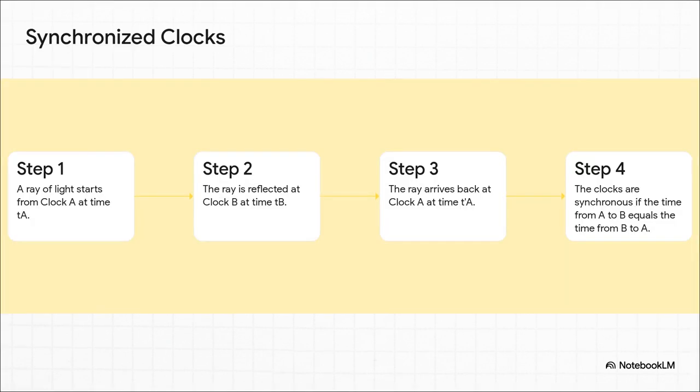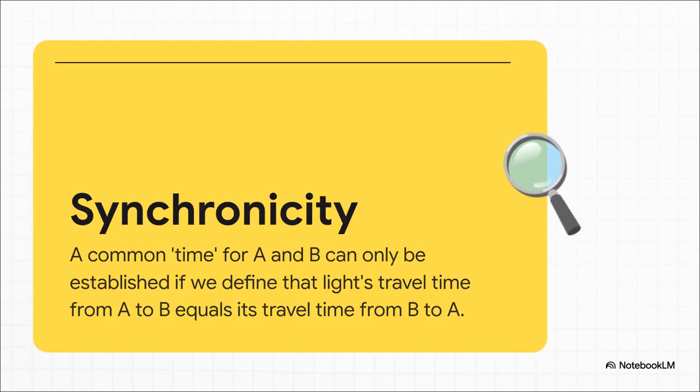So to solve this, Einstein comes up with this beautifully practical procedure. Imagine you've got two clocks, we'll call them A and B, separated by some distance. You shoot a beam of light from A to B. It hits B, reflects, and comes all the way back to A. Now, here's the key. In that last step, the clocks are only considered synchronized if we define the time it took light to get from A to B as being exactly equal to the time it took to get from B back to A.